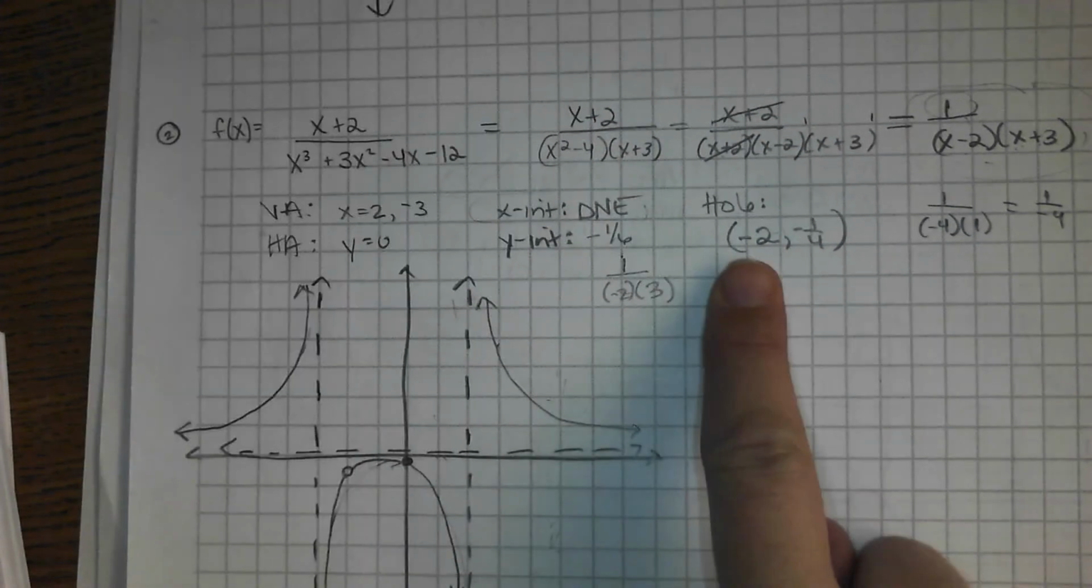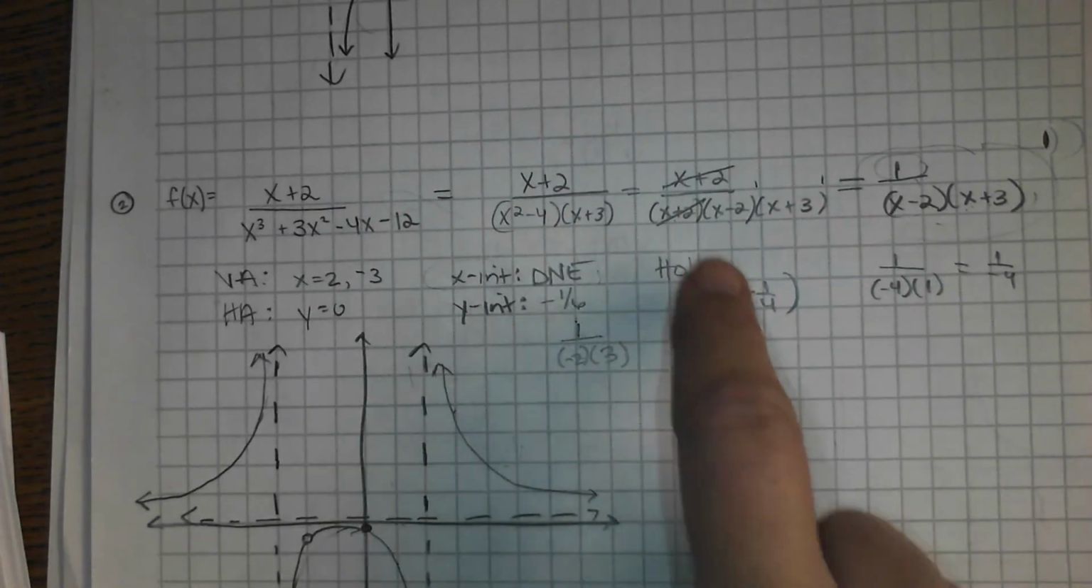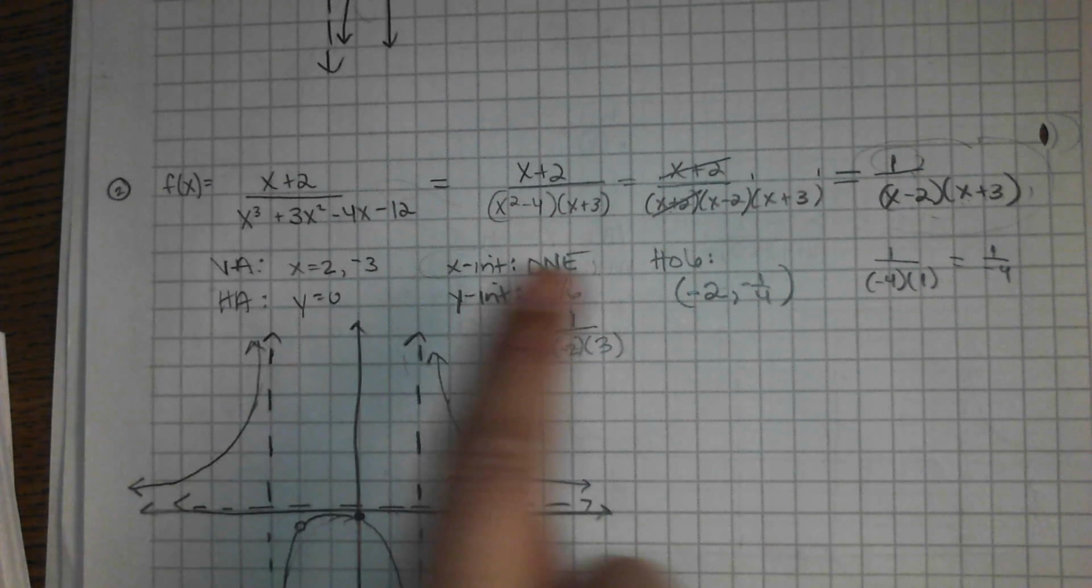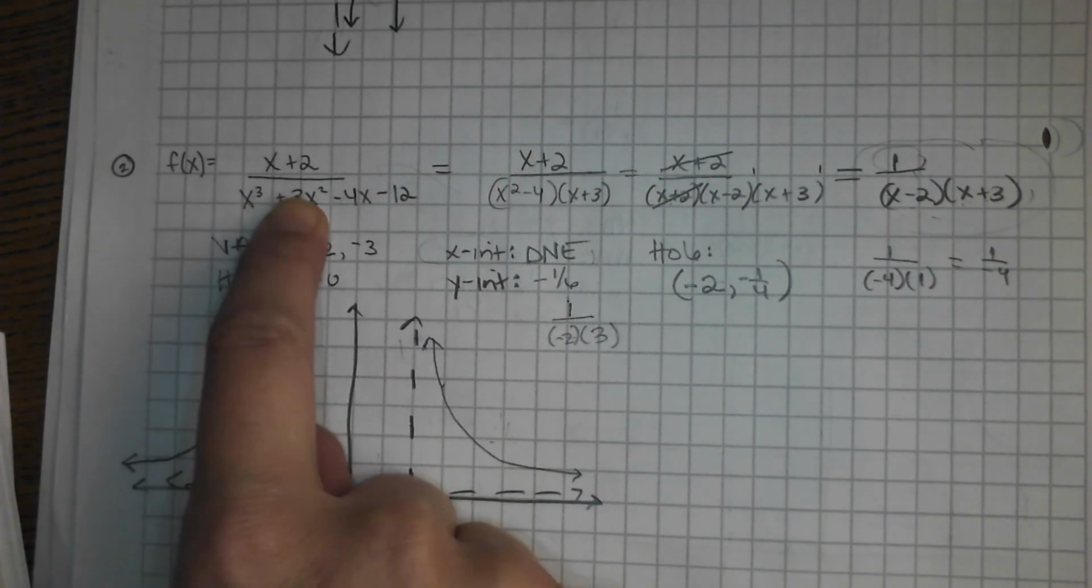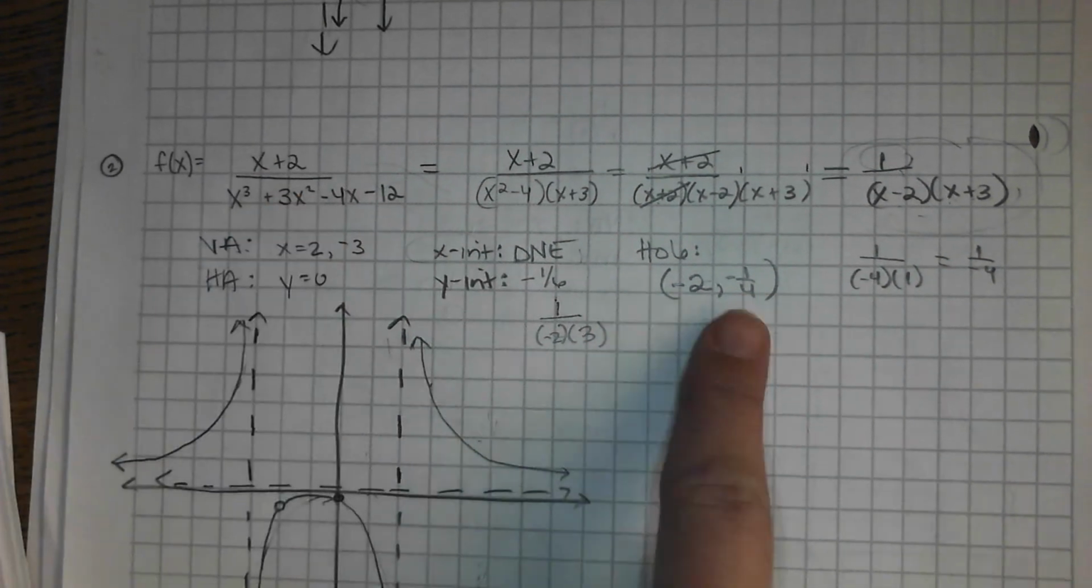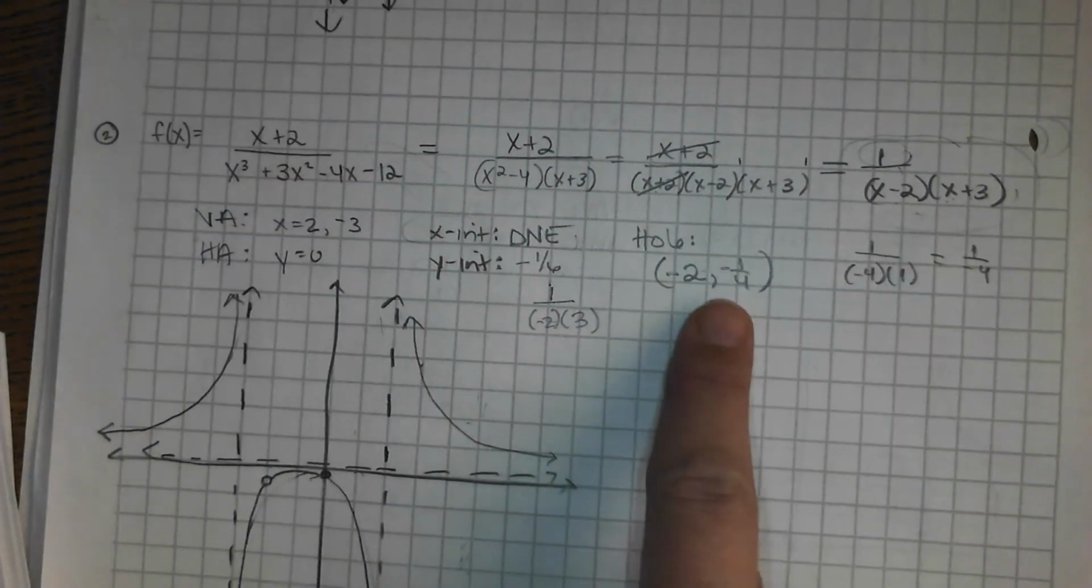The hole. So negative 2 is where the hole was. You know how to get that. If you plug negative 2 into the original, it's going to give you undefined because that point's not defined. But if you plug it into the simplified version, you'll get the y coordinate.